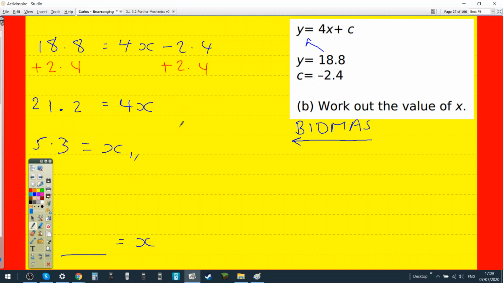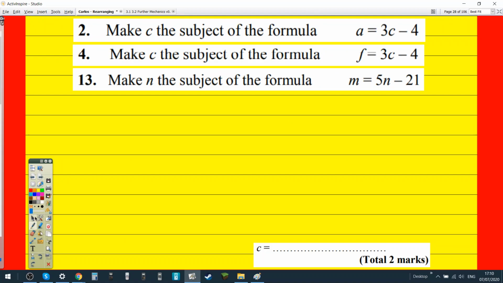Yep, that's it. And so we had 4x minus 2.4. We want just x equals. So we do plus 2.4 to get rid of the minus 2.4. And then we do divide by 4 to get rid of times 4. And so doing them in the reverse order of BODMAS is the easiest way. Any questions about that? No. Okay.